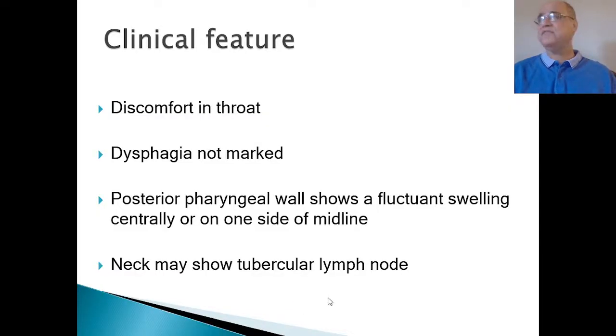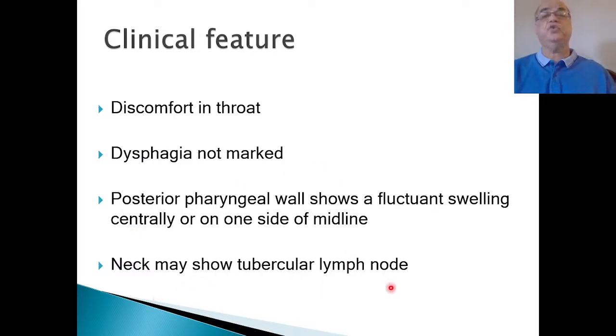So there will be discomfort in the throat, dysphagia, which will not be that much marked as it is seen in acute retropharyngeal abscess, because this is a chronic infection. And the posterior pharyngeal wall will show us a fluctuating swelling centrally if it is in the prevertebral space, or on one side of the midline, especially in children, if it is in the retropharyngeal space.